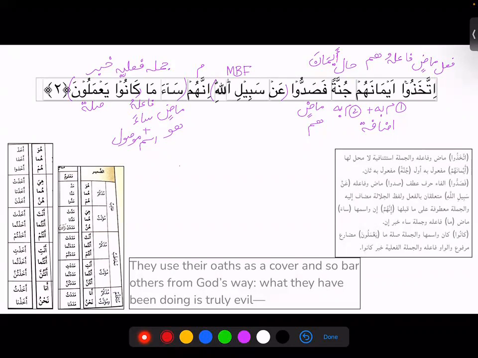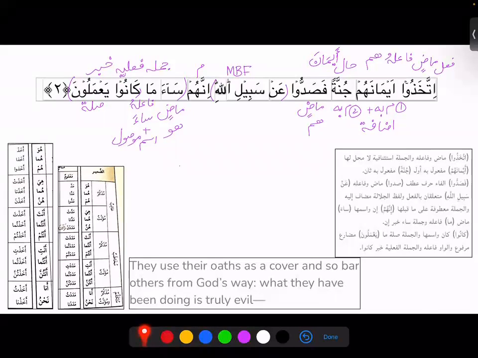Now let's do the analysis. Ittakhazu, who can tell me what kind of word is ittakhazu? Fi'l madi with the hum version. Very good. Ittakhadhu, fi'lun madin, fa'iluhu hum. And then what is aymanahum? Aymana. Maf'ulun bihi. Okay, so this is maf'ulun bihi.